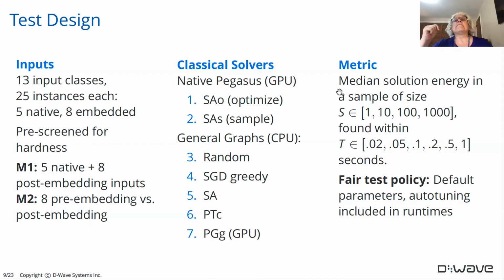What we're going to do is ask each solver on each input instance to return samples of size 1, 10, 100, and 1000 within time limits of 20 milliseconds up to 1 second in these increments. So if S is 1,000 and T is 1 second, that means 1,000 samples have to be returned in the 1 second. Each combination of S and T is called a scenario.